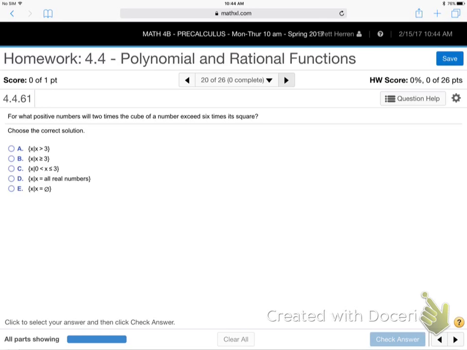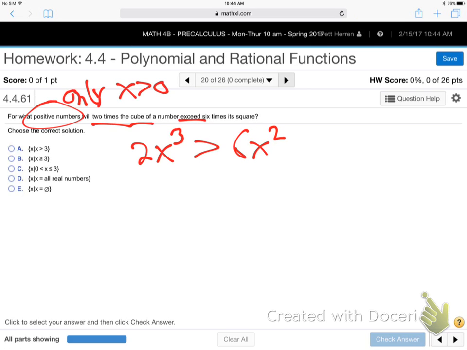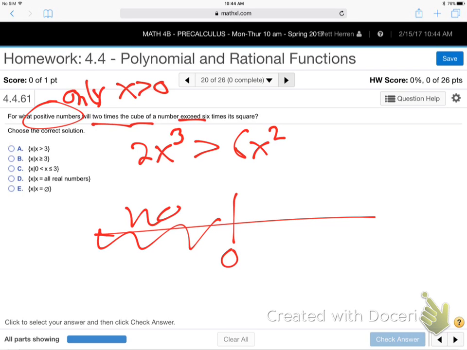All right, so I'm going to say, for what positive x does 2x cubed exceed, is greater than, 6 times the square? Make sense? And they said for what positive numbers, only x greater than 0. Realize they're limiting the field of play. Only positive x's because they said so. So when you do your x-axis, don't go left of 0. No fly zone. They said so. Only what positive numbers make this happen? So solve this, but ignore anything left of 0 because they said so.